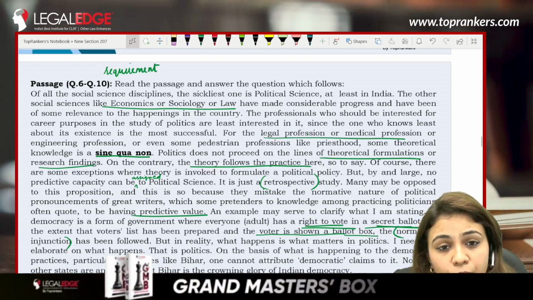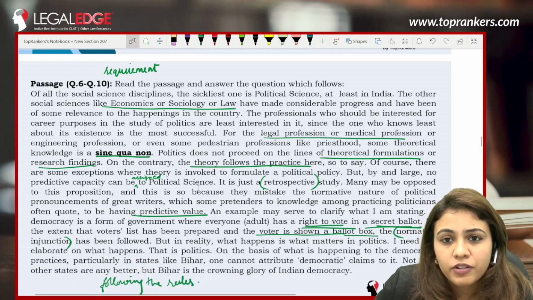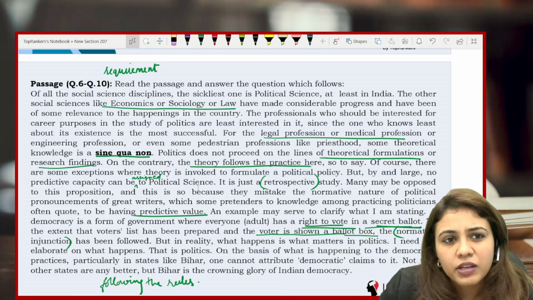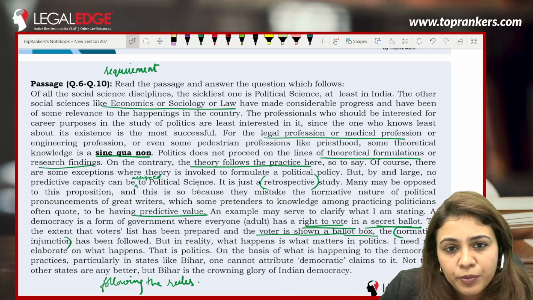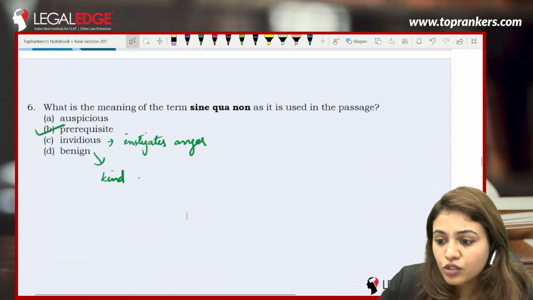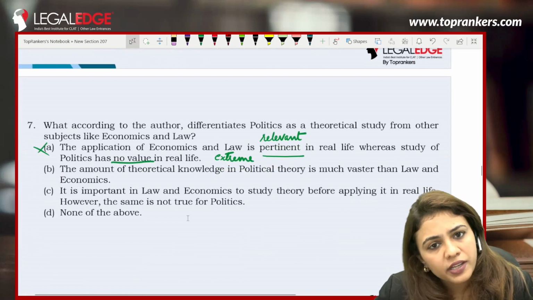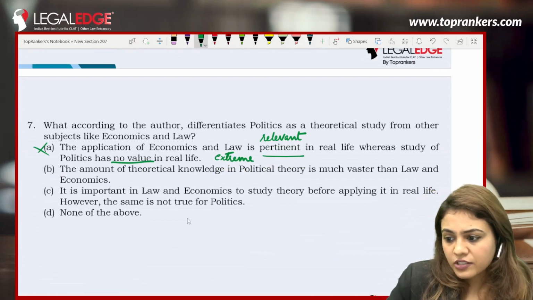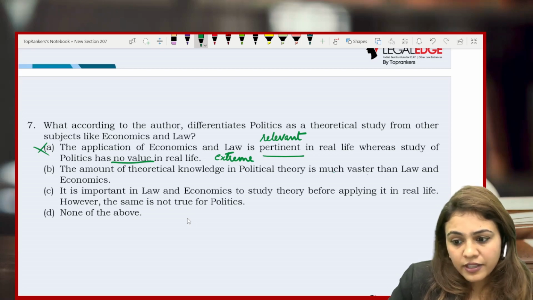So that's exactly what is given. You can actually read the theory and then implement it. Whereas when it comes to politics, sometimes it happens that the practical purposes result in its theory. But it does not mean that it has no value when it comes to real life. Option B, the amount of theoretical knowledge in political theory is much vaster than law and economics.